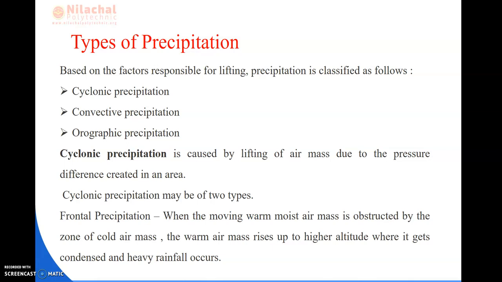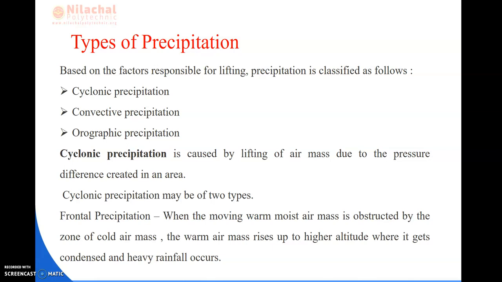Also we can say that cyclonic precipitation is mainly caused by low pressure. When it is generated at some place, the warm moisture from the surrounding area rushes to the zone of low pressure, and then the warm moisture rises up with a swirling motion and gets condensed at high altitude, and ultimately heavy rainfall occurs. That process is also known as cyclonic precipitation. So there are two types.